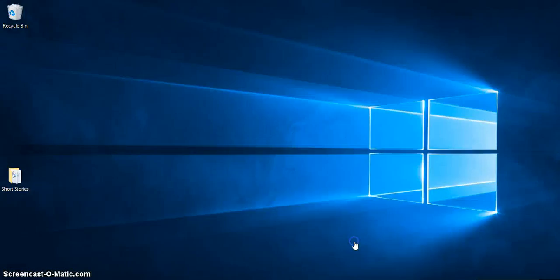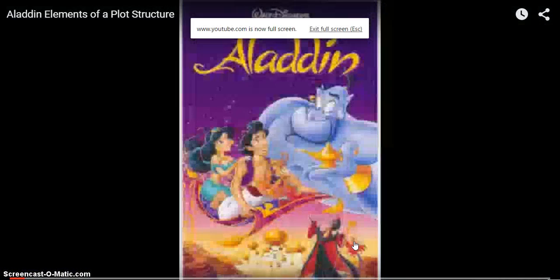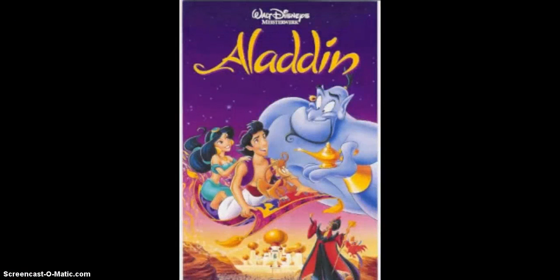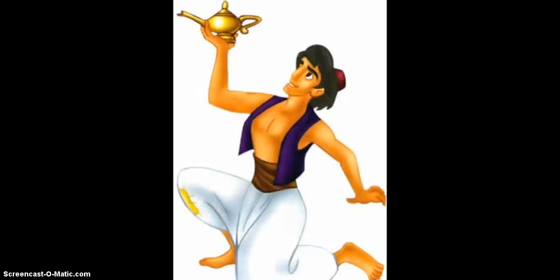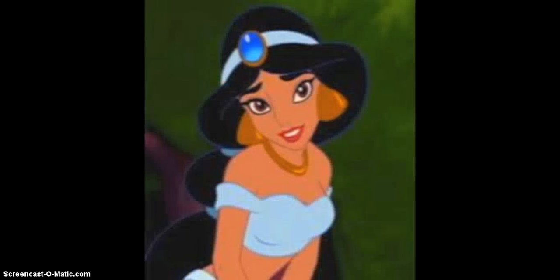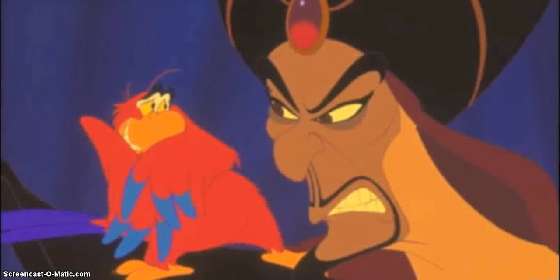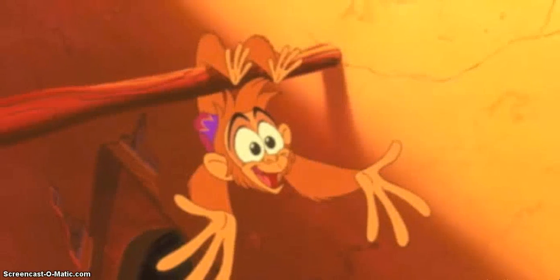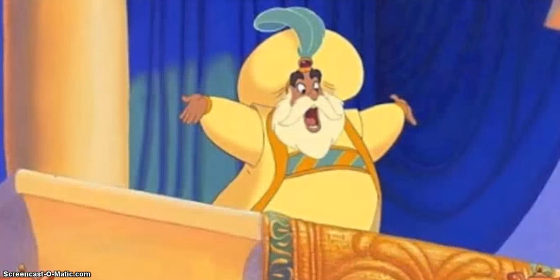This video will teach you the elements of a plot structure using a story we're all familiar with, Disney's Aladdin. The first part or beginning is called the exposition. The first thing the exposition does is to introduce the important characters. In Aladdin, this would be our main character Aladdin, Jasmine, Iago and Jafar, Abu, and the Sultan. The exposition also gives an initial description of the setting.